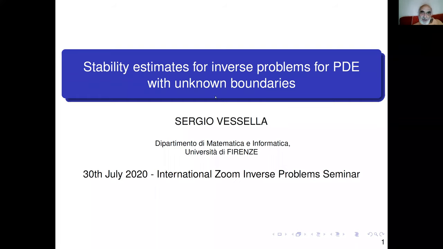We talk about this problem, that are classical problems, classical inverse problems that concern the determination of unknown boundaries from some finite measurement.